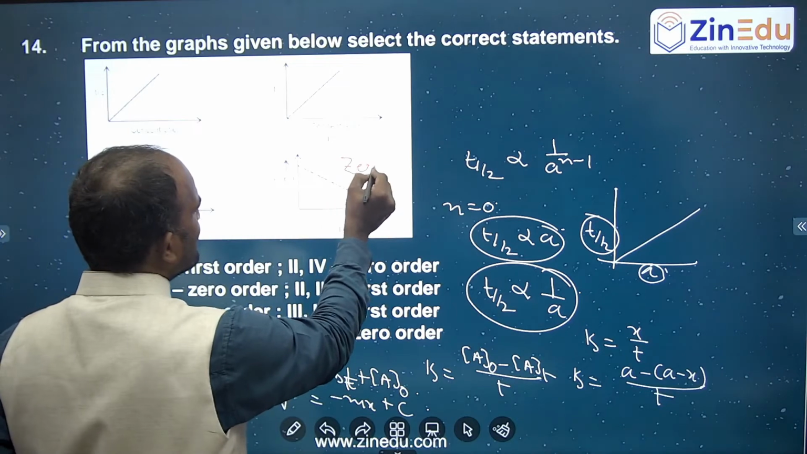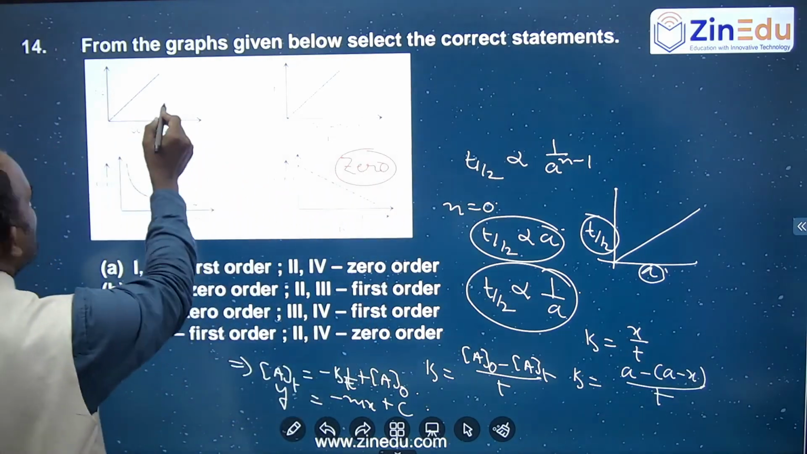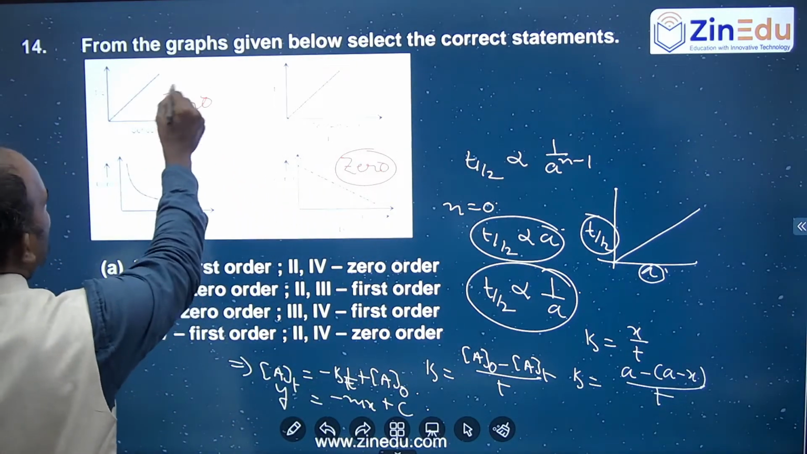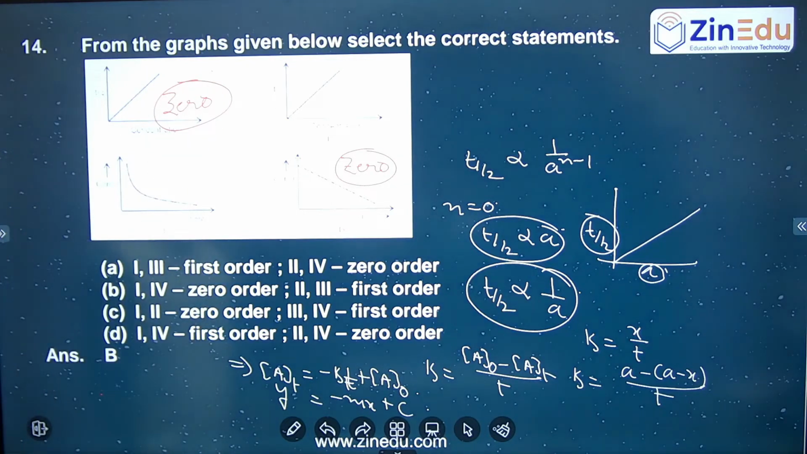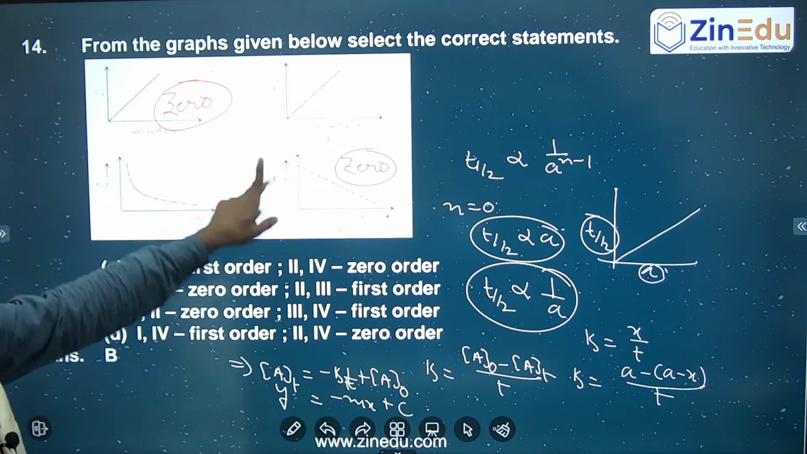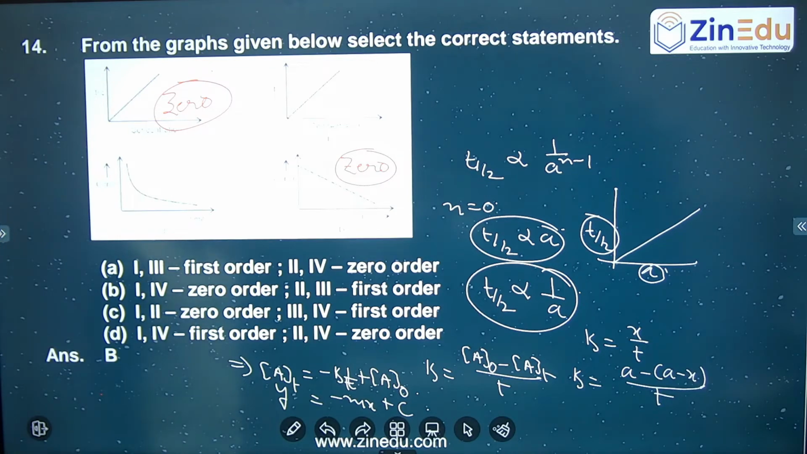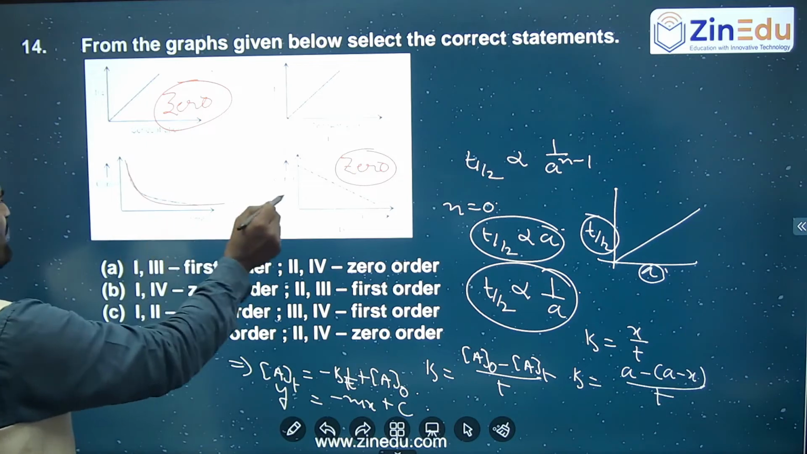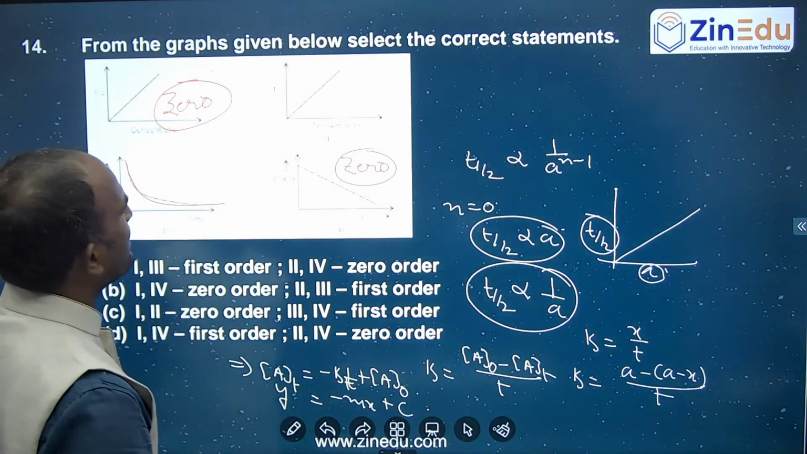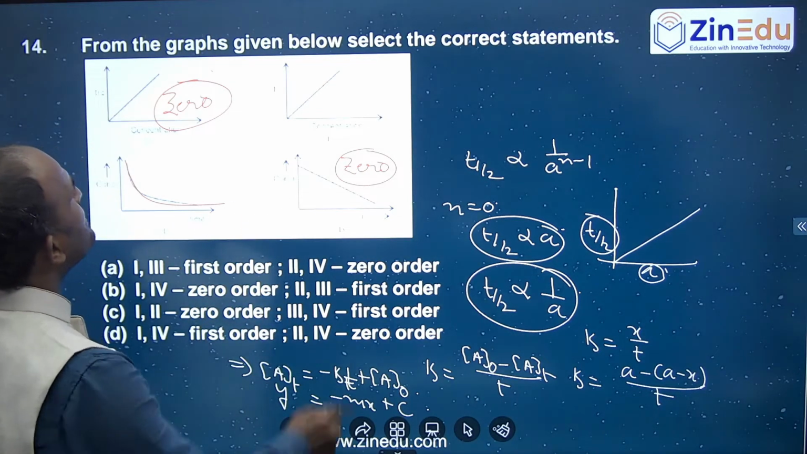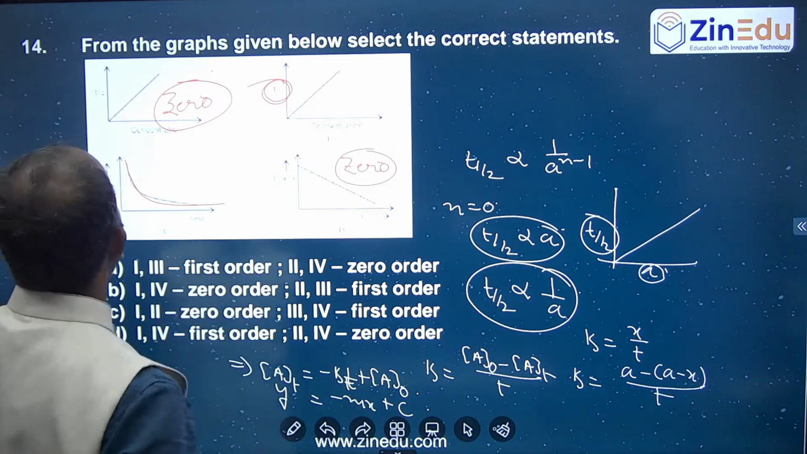Absolutely, this is for zero order, as well as this is also for zero order. Both are for the zero order. First one and fourth one are zero order. Second one and third one will be the first order. With respect to time, the concentration is going to decrease like this. Here, this is not half-life. The print is not clear here.